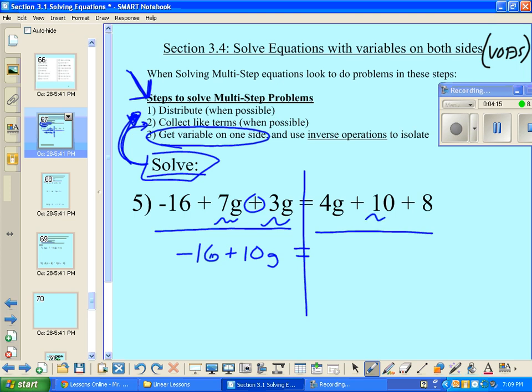On this side, I have 10 and 8. They're just constants, but I can collect those. So I'll have 4g plus 18. So again, on both sides, I was able to collect like terms. Now we're on to step 3.